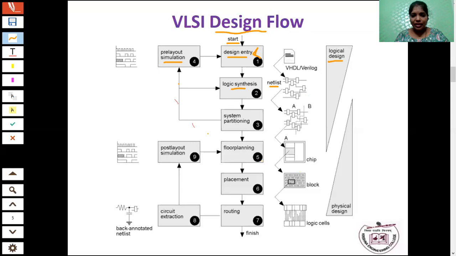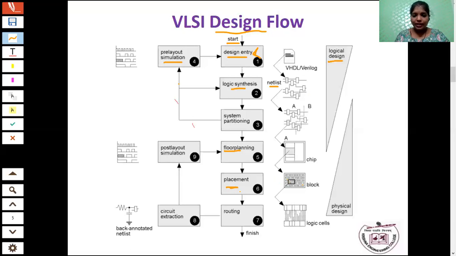In the physical design, the first step is floor planning. In floor planning, we decide where to keep the blocks in the chip. Already I told you that in system partitioning we divided our system into a number of blocks. In floor planning we decide where to place those blocks. After the floor planning, we perform the placement. In placement, we decide where to place the cells in the block.